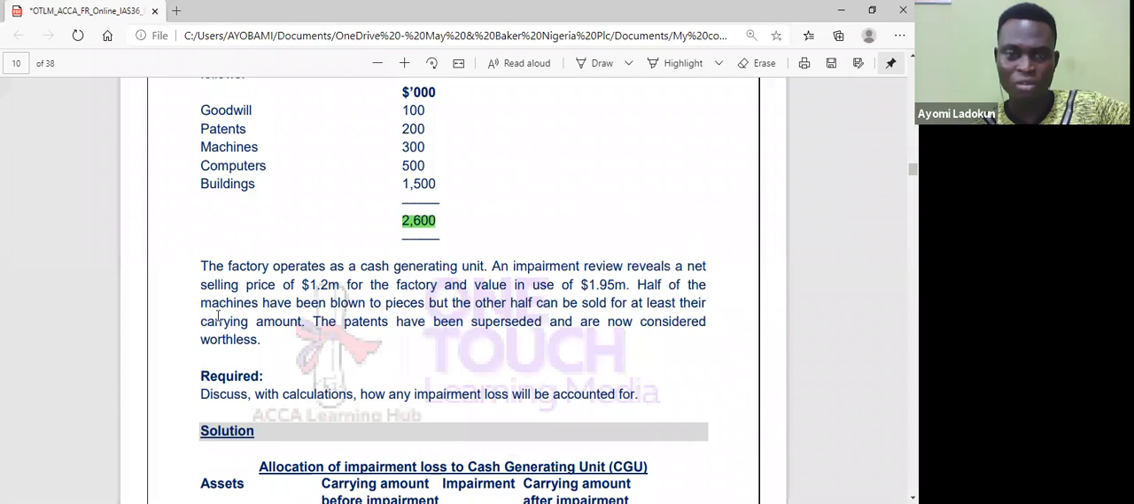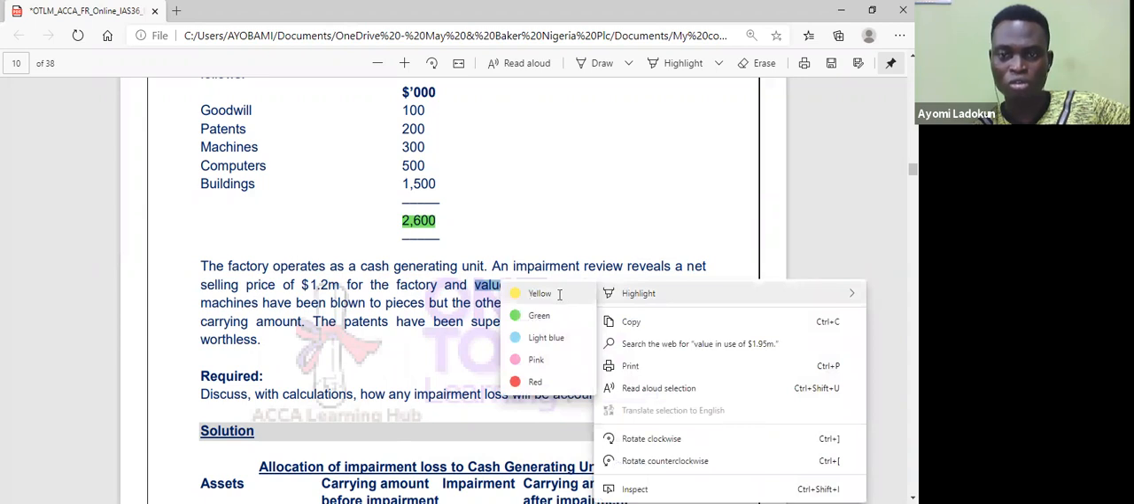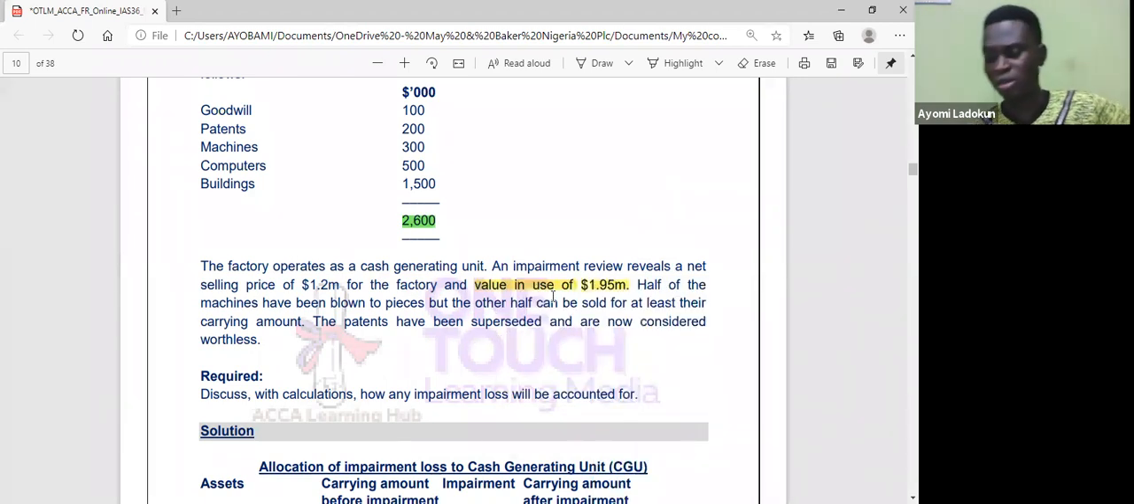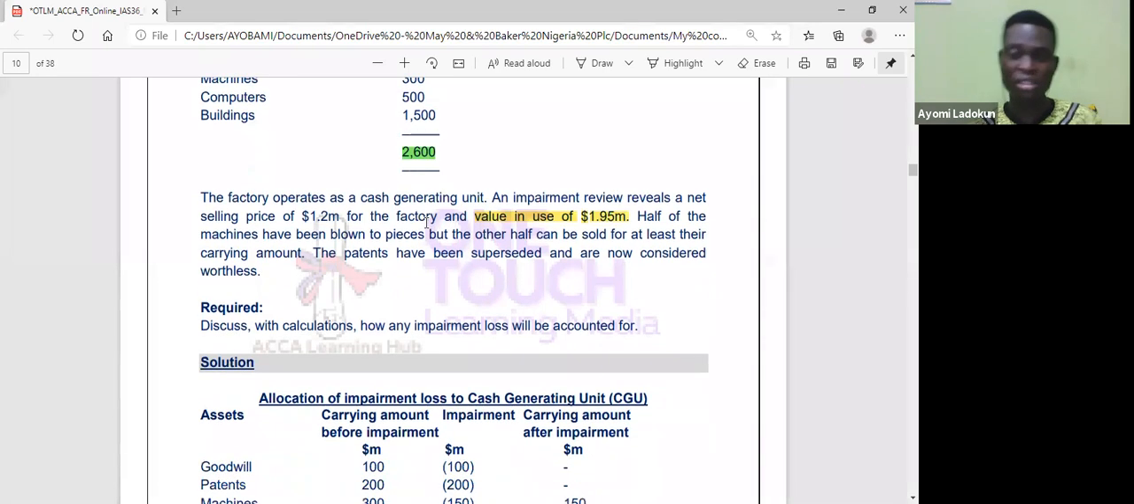Then what's my recoverable amount? You already told me that the net selling price for the factory is 1.2, and the value in use is 1.95. So value in use is higher than the fair value less cost to sell, so automatically value in use becomes my recoverable amount. I compare it with this 2.6. The asset is impaired because the carrying amount is higher than the recoverable amount. The difference is 650, so I have 650 to allocate.